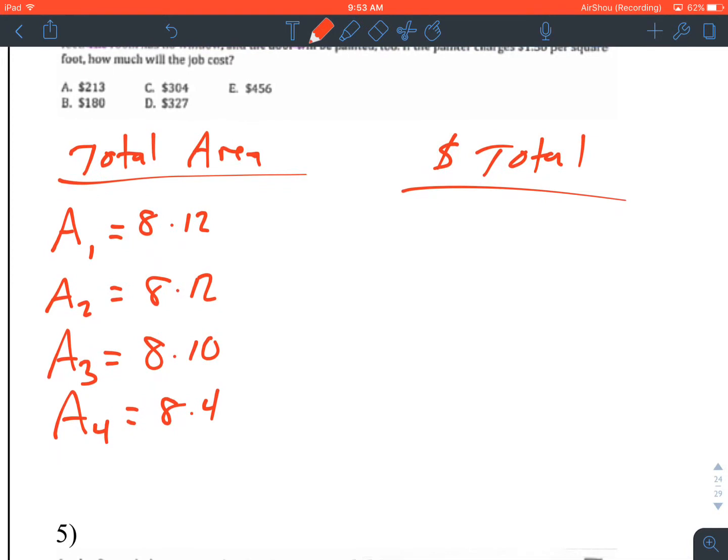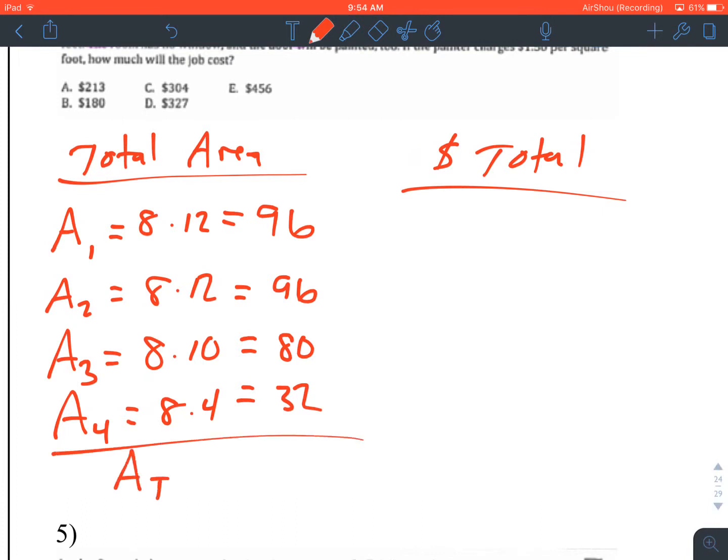So to find the total area, we're going to add all those together. 8 times 12 is 96, 8 times 12 is 96, 8 times 10 is 80, 8 times 4 is 32. If you add those together to get the total area, you're going to get 304 square feet.